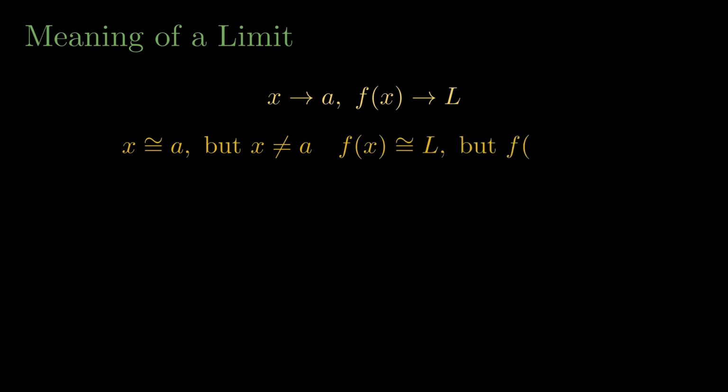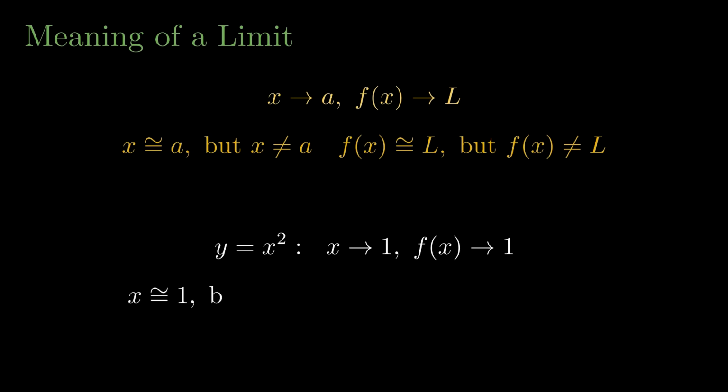Meaning of a limit. Let's reflect on the true meaning of this notation. Saying f(x) approaches L as x approaches a means that x is infinitesimally close to a, but is explicitly not equal to a, and it implies that f(x) is extremely close to L, but f(x) does not have to equal L. For example, for the function y equals x squared, when f(x) approaches 1 as x approaches 1, it means x is very close to 1 but not 1. And f(x) is very close to 1, but not exactly 1.